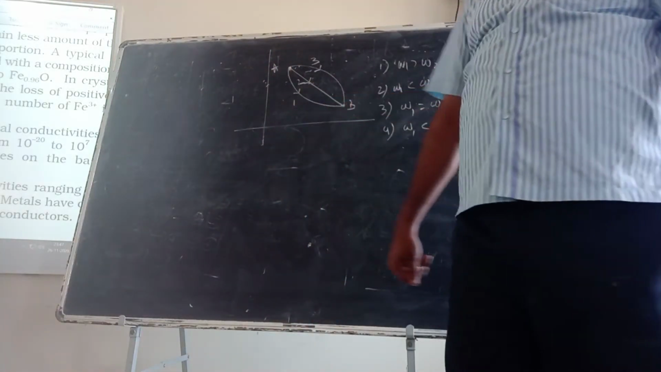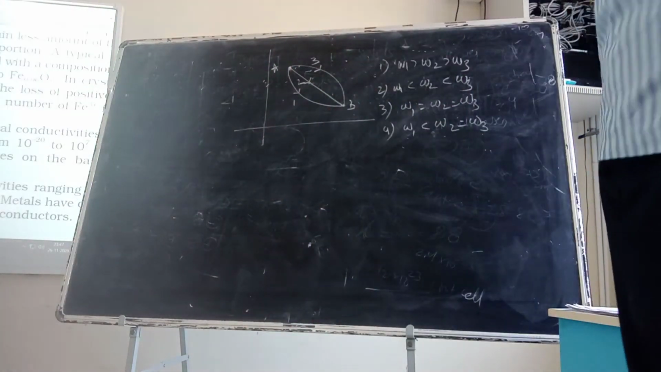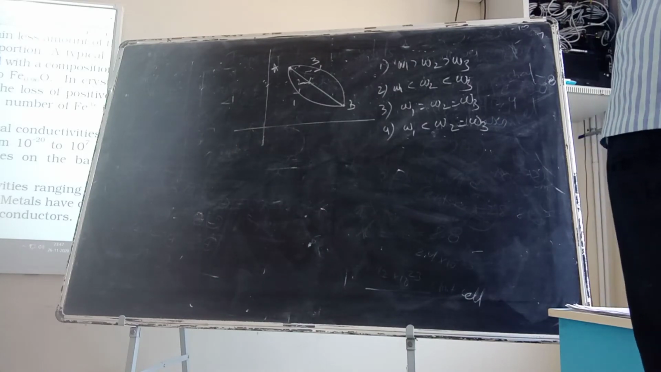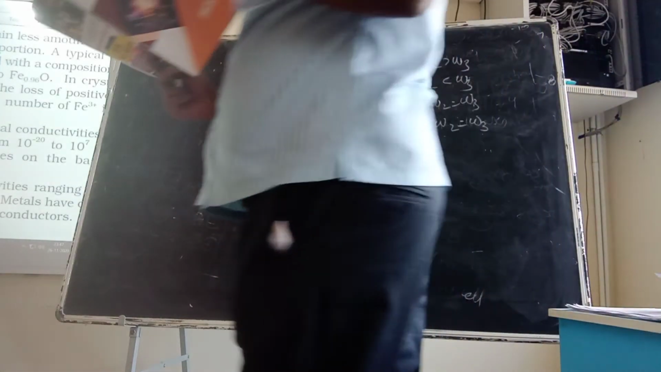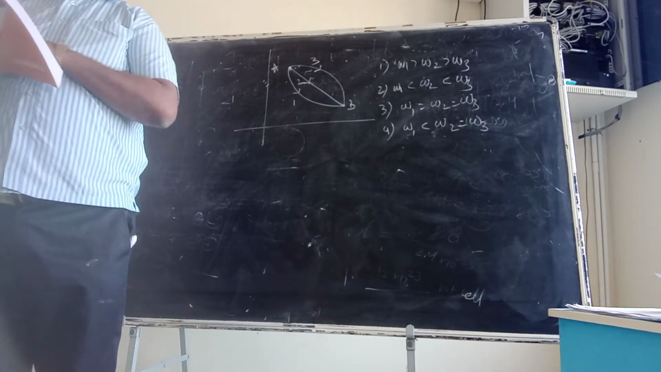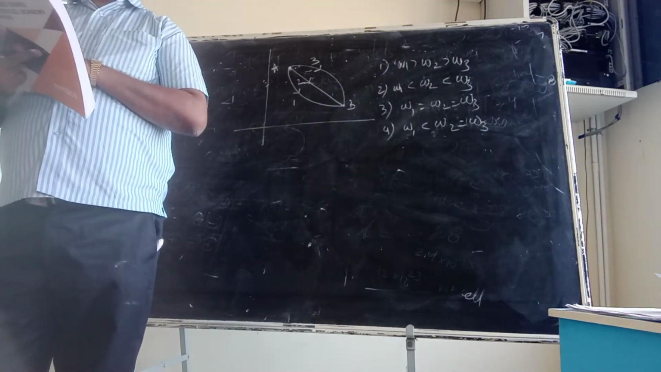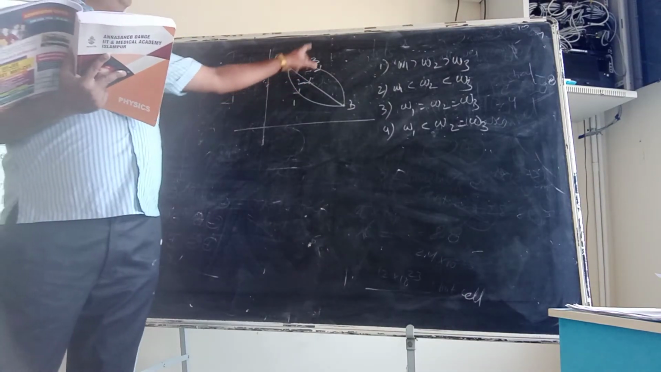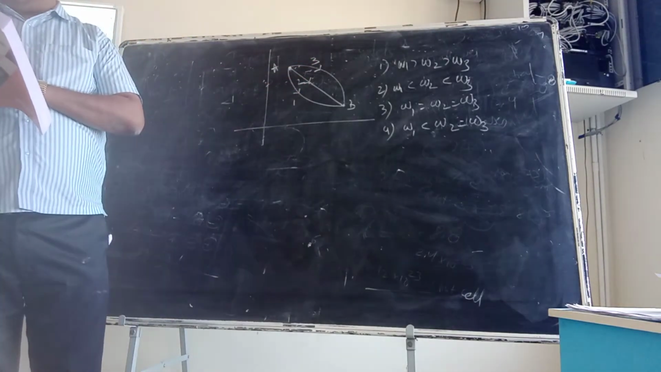Look at this question. Here there is a process shown. I'll just read the statement. A given mass of gas expands from the state A to B. It expands from the state A to B by 3 paths, 1, 2 and 3, as shown in the figure.